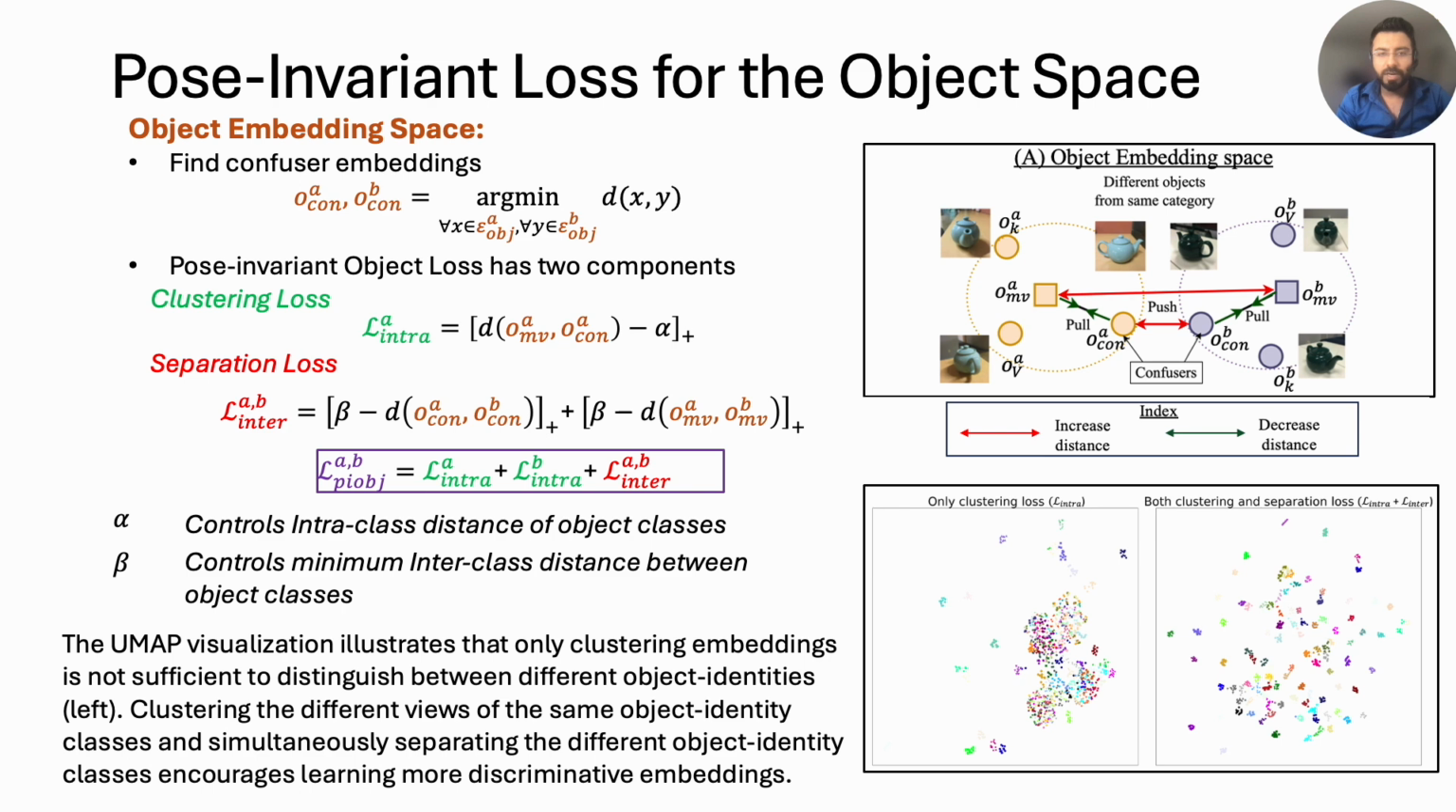Now we explain the pose-invariant losses. In the object embedding space, we first find the confuser embeddings, which are the embeddings of different objects that have the minimum separation between them. The object loss has two components. The clustering loss pulls the confuser embedding close to the multi-view embedding of the corresponding object to learn pose-invariant features. The separation loss, on the other hand, pushes both the confuser embeddings and the multi-view embeddings of the pair of objects apart from each other to learn discriminative features to distinguish them. As can be seen in the UMAP visualization, the separation loss is crucial for learning discriminative object embeddings.